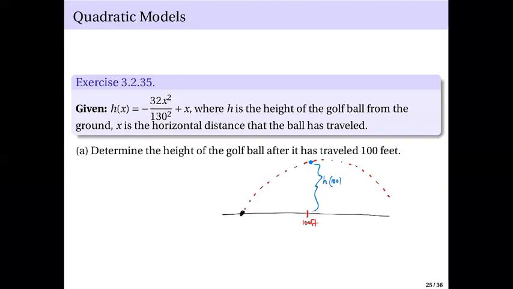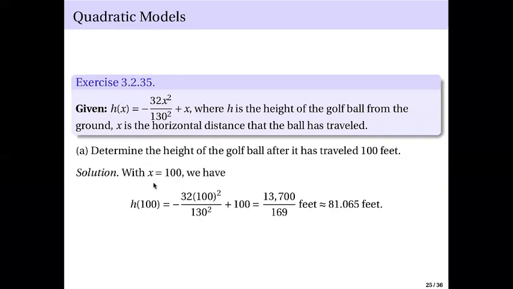So if we do that, with x equals 100, h of 100 is negative 32 times 100 squared over 130 squared plus 100. So roughly, we'll get 81.065 feet. So that will be the height of the ball.